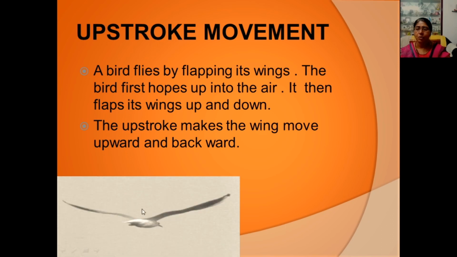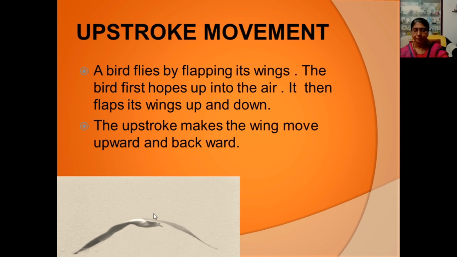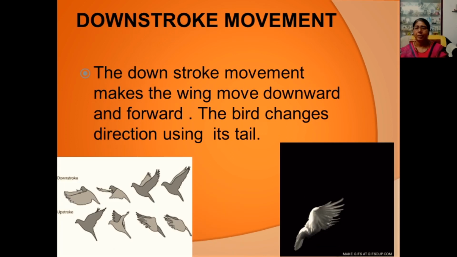This upstroke makes the wing move forward and backward. This kind of movement you can see in birds. It is called upstroke movement. Next movement you can see in the birds is called downstroke movement. Here you can see the downstroke movement makes the wing move downward and forward.